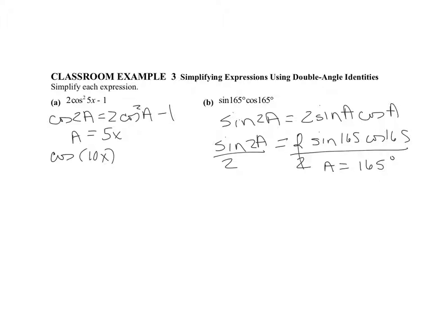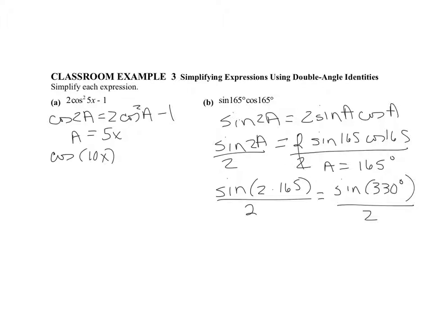So now if I want to find out what I'm going to get over here, that would mean I'm going to have sine times 2 times 165 for my angle, but then that's going to have to be divided by 2. So if I can find the sine of 330 and then take that value divided by 2, I'll know what it is.